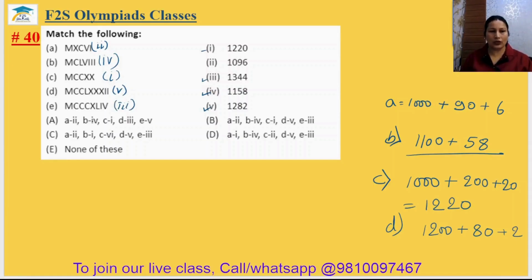Okay? So A should be 2, B should be 4, and C should be 1, D should be 5. So 2, 4, 1, 5, 3. B is the correct answer. So the 40th answer will be option B.